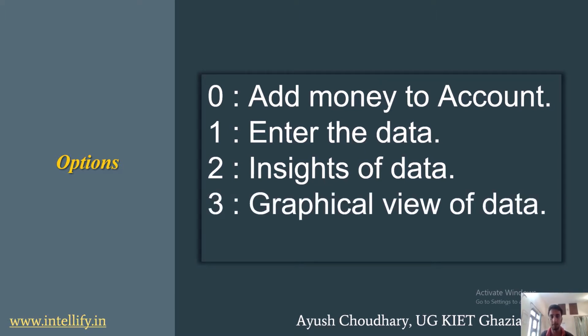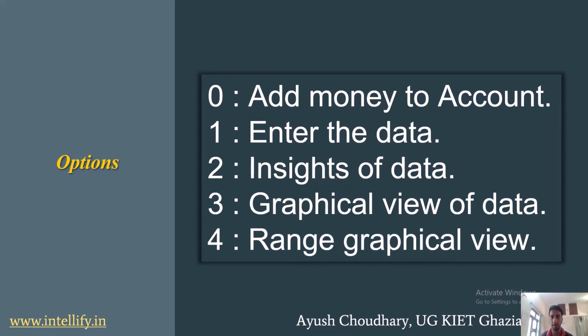And then graphical view of data. What this means is we will plot the expenses throughout the month, and we will see what is the highest expense, what is the lowest expense, and what is the total flow of money throughout the month. We can also have a range graphical view, like if I want the total expenses from date 3 to date 20. So we'll get that in the range graphical view.